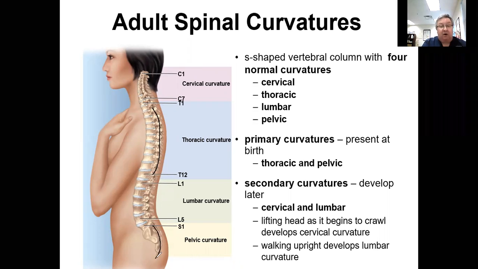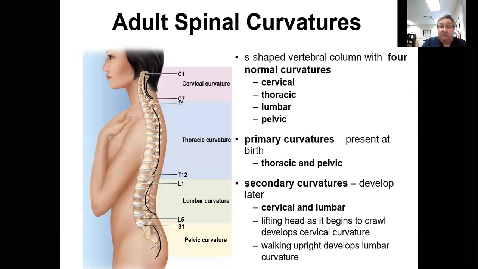The secondary curves develop inwards, and these cervical curves right here, as you can see, the curve goes inwards, and the lumbar curve, how it goes inwards. The cervical curves, like I said, develop when the child lifts their head up and begins to crawl. That's when those cervical curves begin to develop. Then as we grow older, we begin to stand, and walking upright develops our lumbar curves.